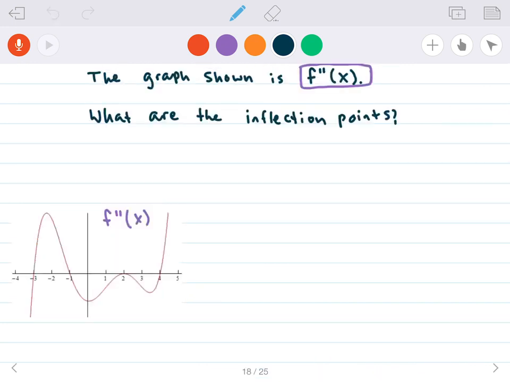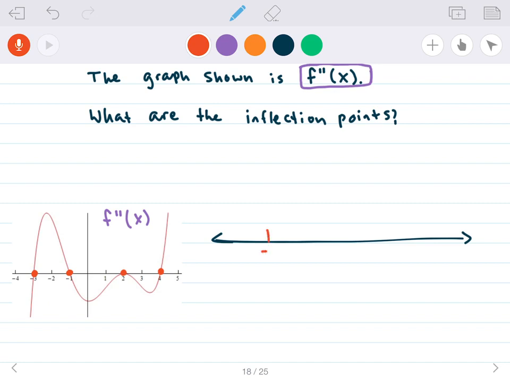Okay, so the graph shown is the second derivative, f double prime of x. The question is, what are the inflection points? So let's talk about possible inflection points first, because remember, we need to look at the possibilities and then look to see if the second derivative changes signs. So again, just to visualize this, I'm going to put it on a number line. My possible inflection points are where the second derivative crosses the x-axis or touches the x-axis. Those are possible inflection points.